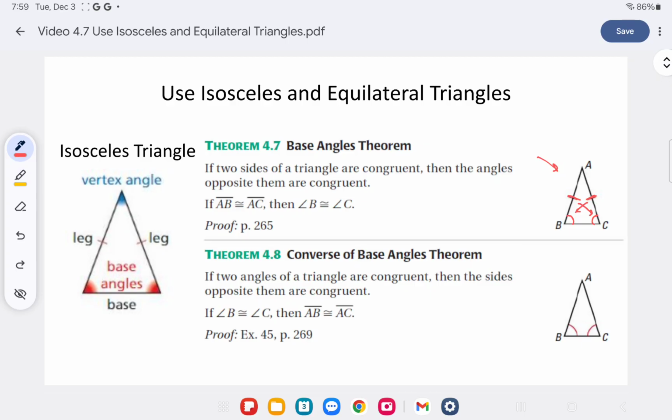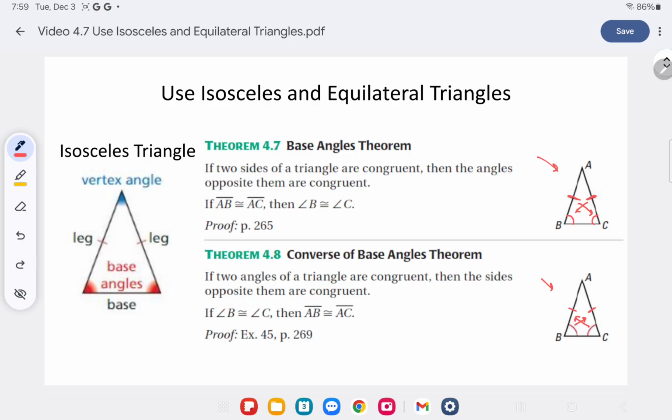The converse of that is also true. If two angles in a triangle are congruent, then that means that two sides are congruent. So in this triangle down below, because angle B is congruent to angle C, that means that the side opposite of B is congruent to the side opposite of C.